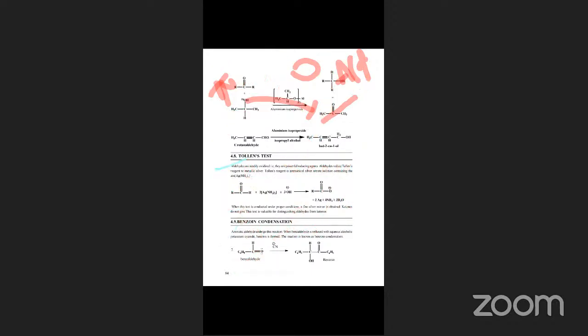If the compound does not reduce Tollens reagent, it is a ketone, C double bond O R. So the simple rule: Tollens reduces the aldehydes, not the ketones. Tollens is positive for aldehydes and negative for ketones.